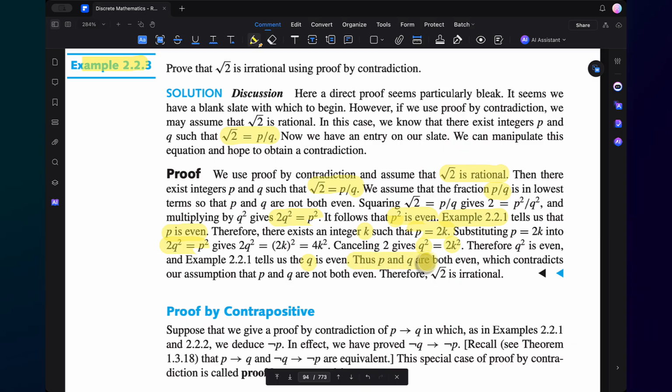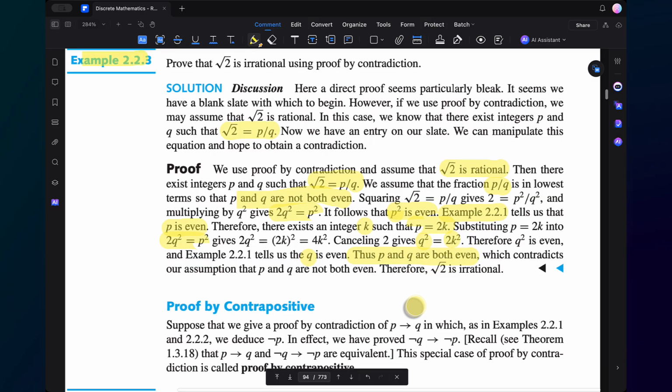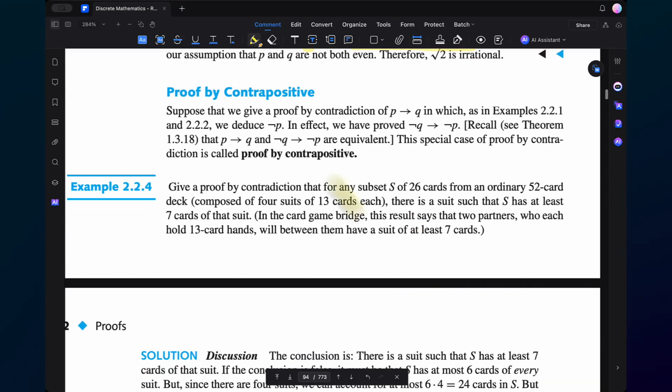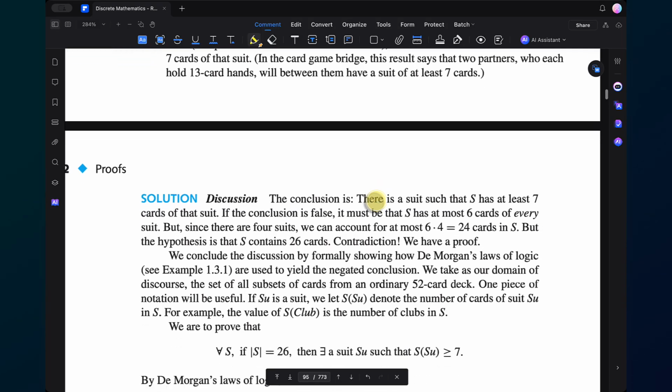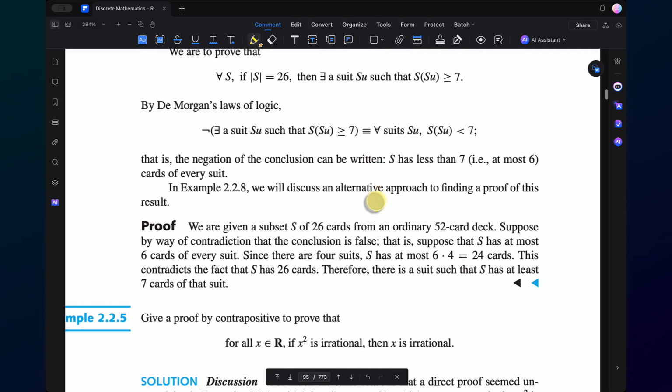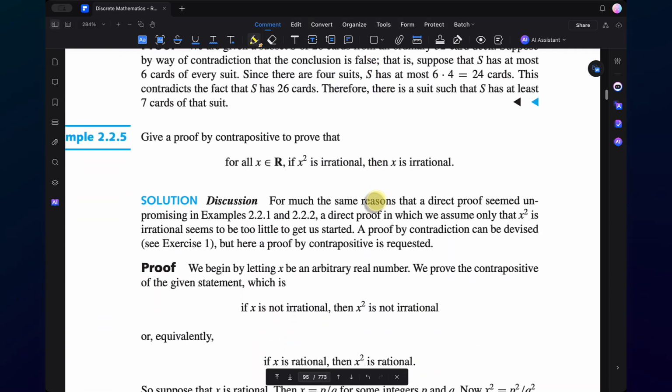But that's a contradiction, because up here we started by saying that they are not both even. Well, since we arrived at a contradiction, that means that the square root of 2, in fact, is an irrational number. Now, you can read about proof by contrapositive and all this stuff. I just don't want to get into it. It's really a variation of proof by contradiction in my mind.